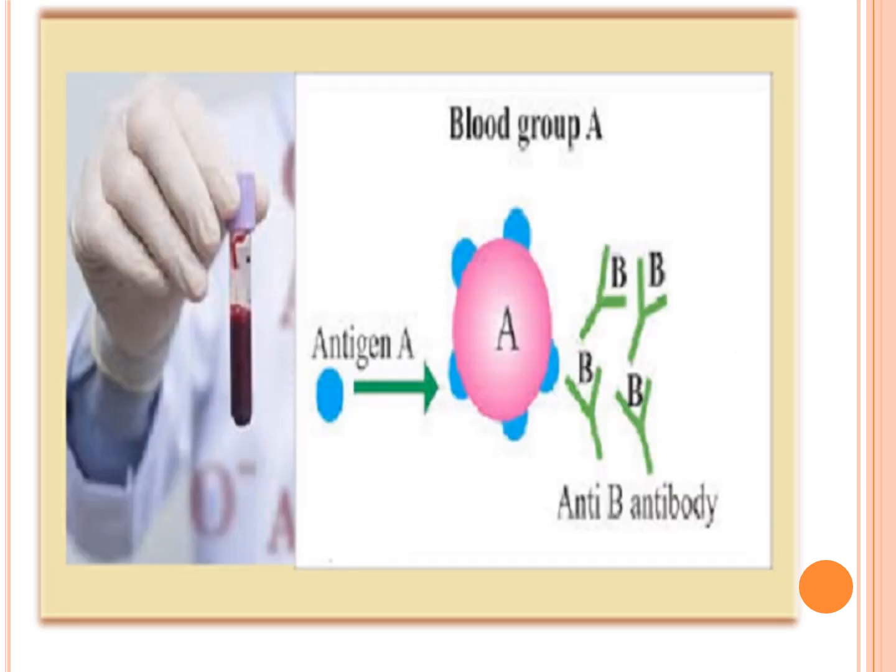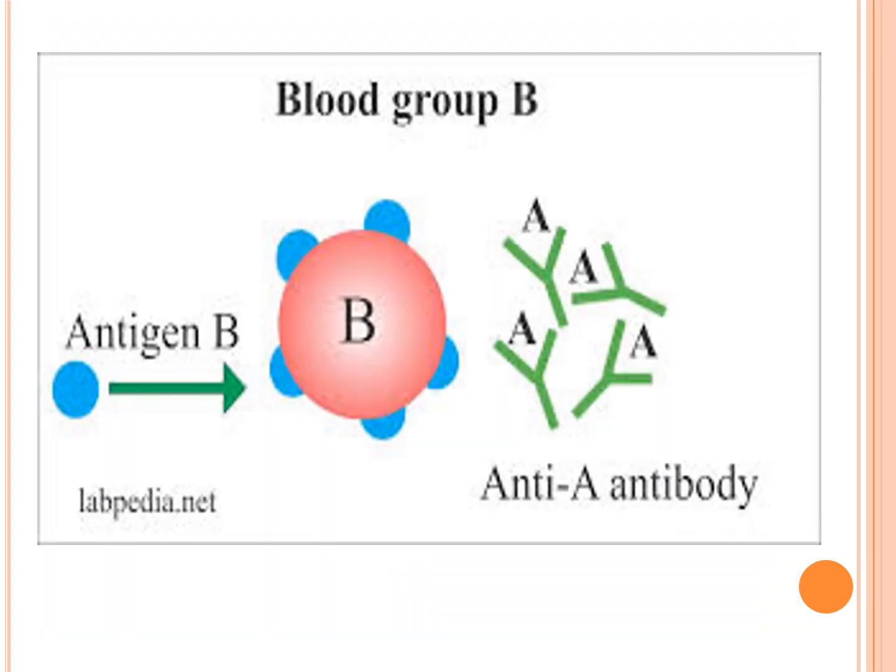As I told you, there are 4 types of blood group: A, B, AB and O. The person who has blood group A has antigen A and antibody B. A blood group is further divided into A positive and A negative. Those people who have blood group B have antigen B and antibody A. This again is divided into 2, B positive and B negative.